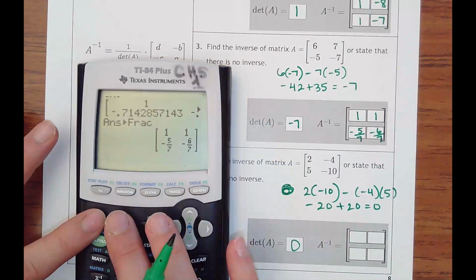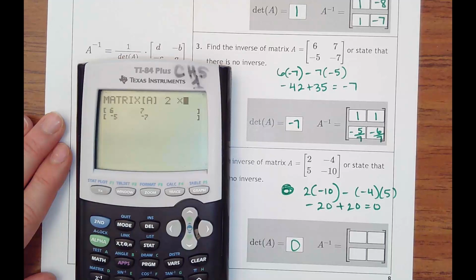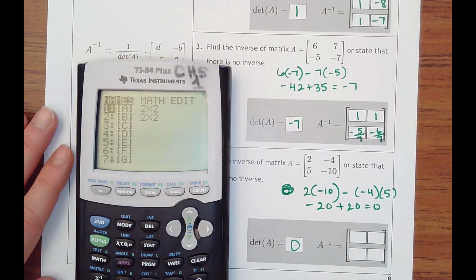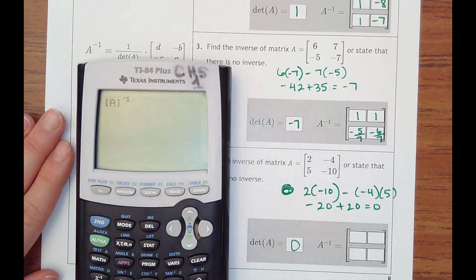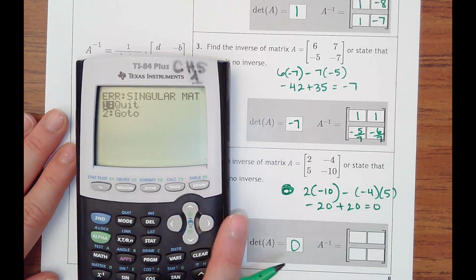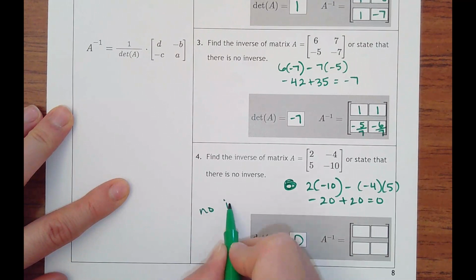If you forget about it, you could still put your values into your matrix and try to find the inverse, and it's going to say error, singular matrix. That means it has a determinant of 0. So you would say there's no inverse.